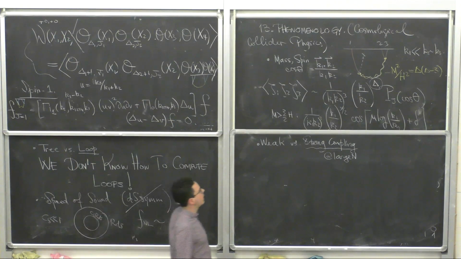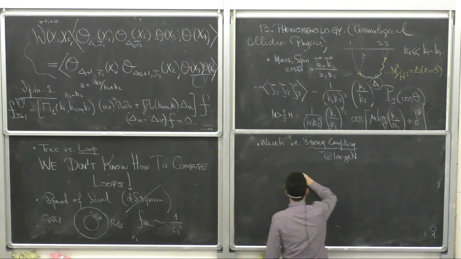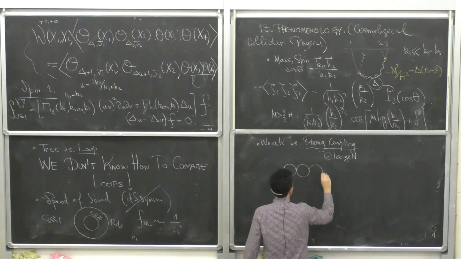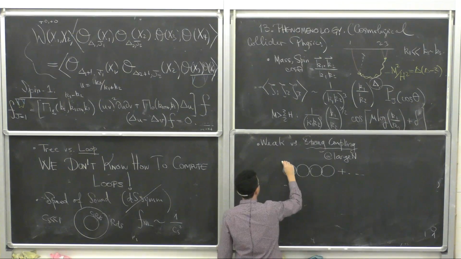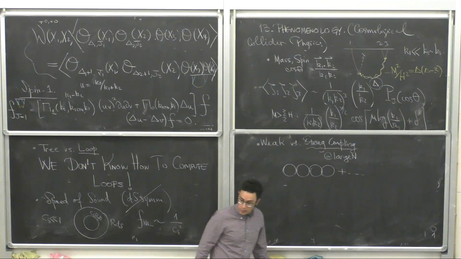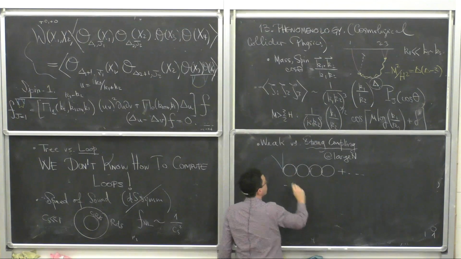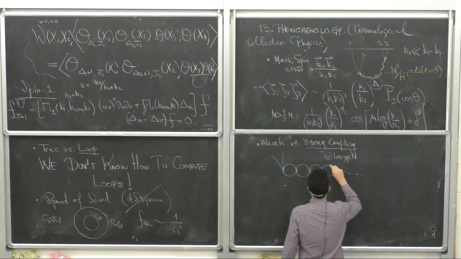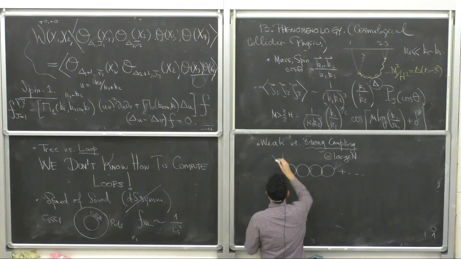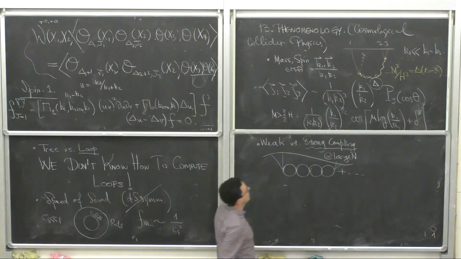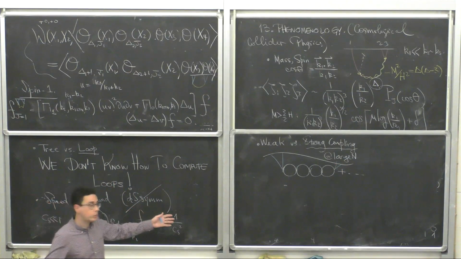So there's some work about computing, for example, or resumming bubble diagrams. What happens if you stick this in a correlator, right? So what happens if you take diagrams that look like this, diagrams that look like this, and then you stick them in a correlator? Does the answer change?